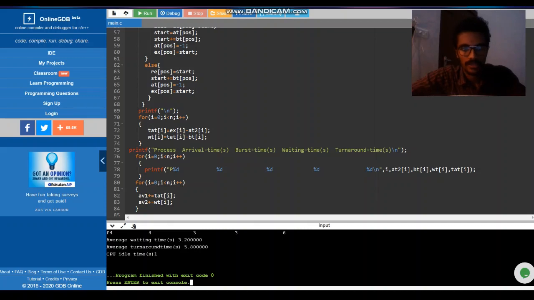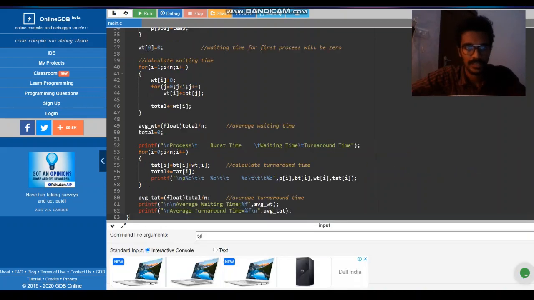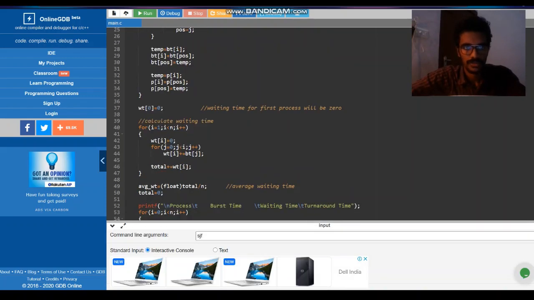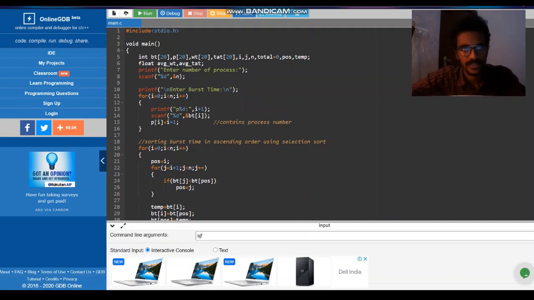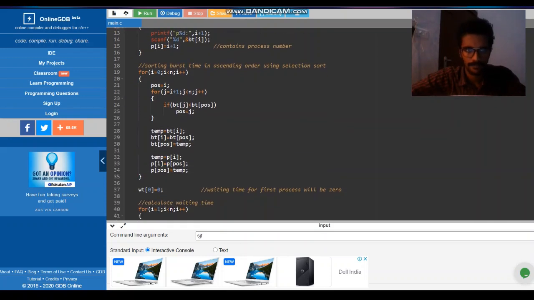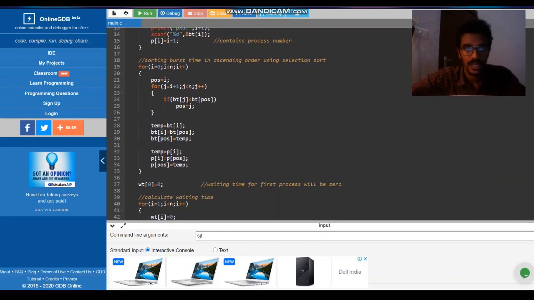Now let's go for the next program, and that is SJF. Here in SJF, same thing: #include <stdio.h>, void main, opening the variables btp, wt, tat. I'm initializing the average wait and average turnaround time variables as float, and then printf: enter number of processes and enter the burst time. It's all the same. And here, sorting burst time in ascending order using selection sort.